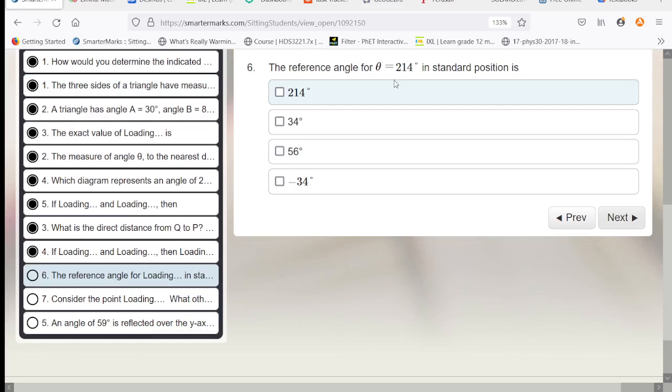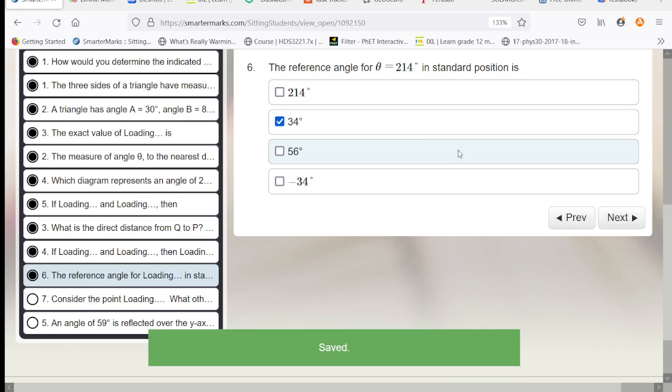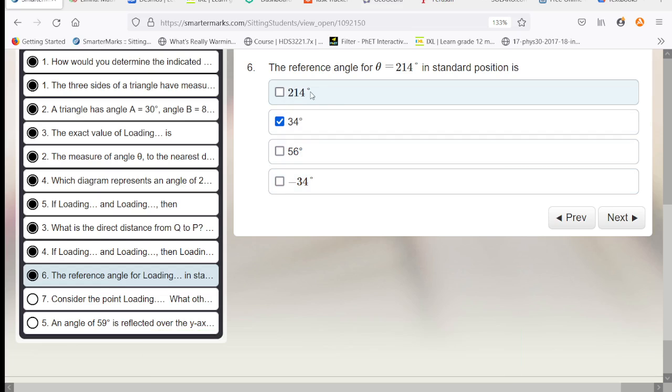The reference angle for theta equals 214 in standard position. The reference angle is the difference between the x-axis and the angle, or the closest side of the x-axis and the angle. The closest side here would be the negative x-axis because we're in quadrant 3. So 214 minus 180 gives us 34. You will never have a negative reference angle or a reference angle that exceeds 90. So only B and C were viable options.